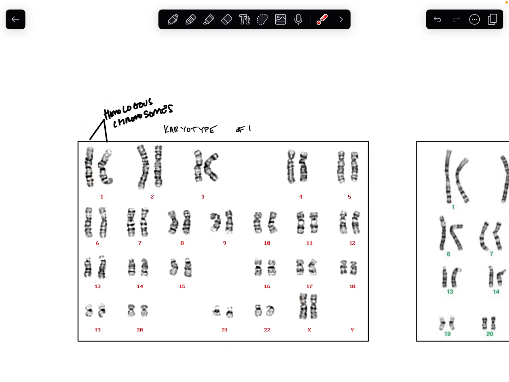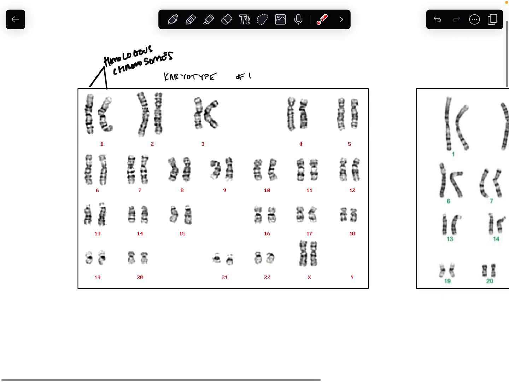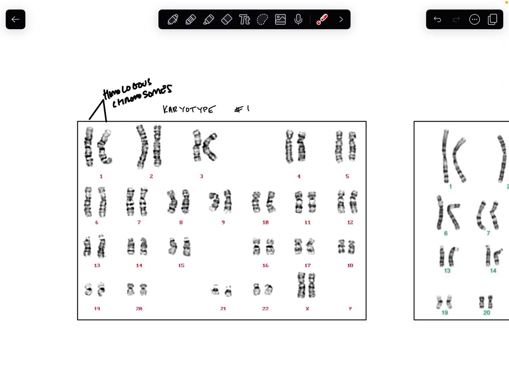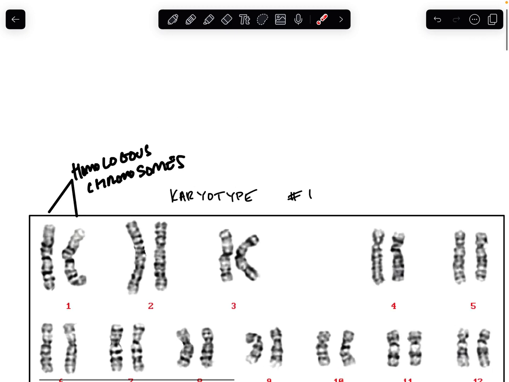So if this is the karyotype of individual number 1, we see they have a chromosome number 1 that they got from their biological mother and a chromosome number 1 that they got from their biological father, and so on and so forth down the length of all the pairs. They have 23 pairs total for 46 chromosomes in total, so what we call their diploid number. When we add up all of their chromosomes, we see it is equal to 46.